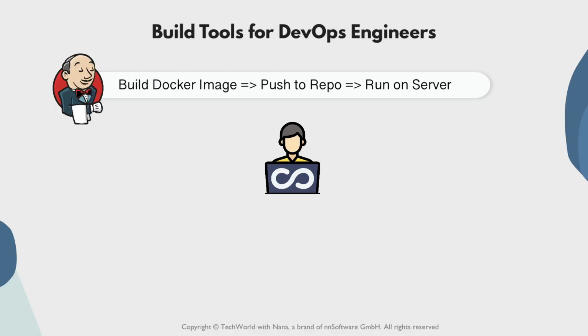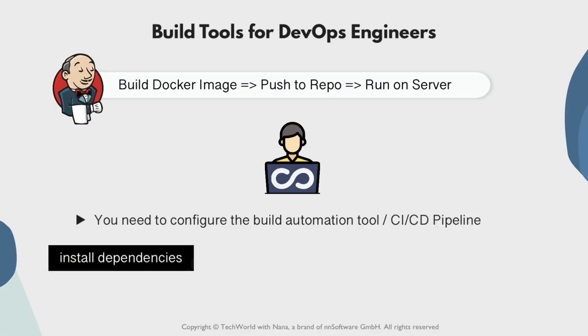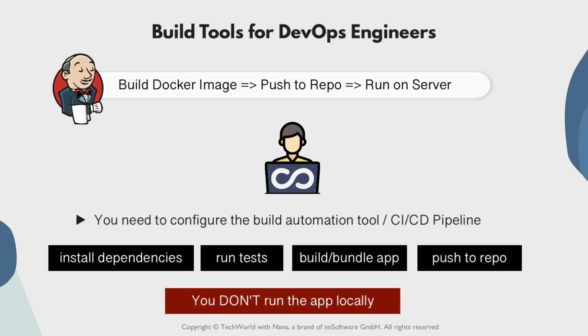So your job as a DevOps engineer will be to configure the build automation or CI/CD pipeline in order to build the application on a Jenkins server, for example, which includes installing dependencies, running the tests against the application code, and then if successful, building or bundling the application code, and then pushing it to the repository, as I mentioned, and deploying it to the server. So you don't run the application on the build server. This is what the developers do locally. So that part of the build tools and dependency management tools are not relevant for you.